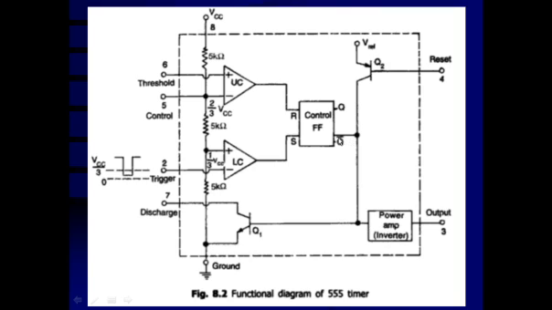Whatever this Q bar is there, that is inverted, and that will be your output terminal, pin number 3. Normally, this is kept as a stable state, which means the output will be in the low state. When the output is going to be in the low state, the input of this power amplifier should be high, that means Q bar is going to be high and Q is going to be low. Q and Q bar are complements of each other.